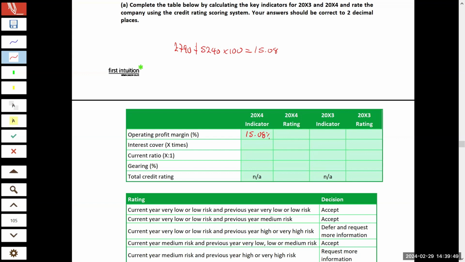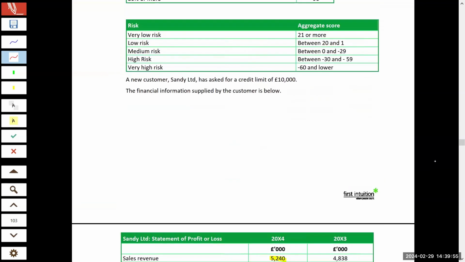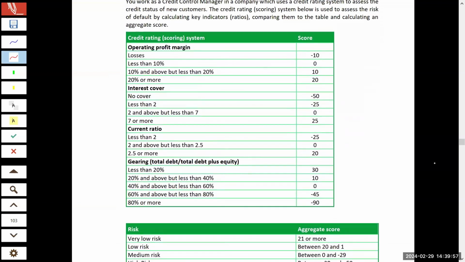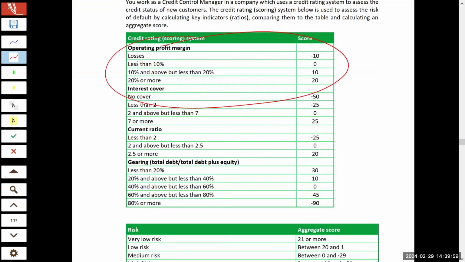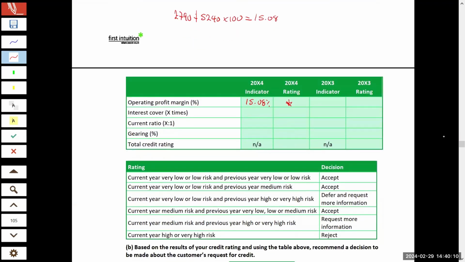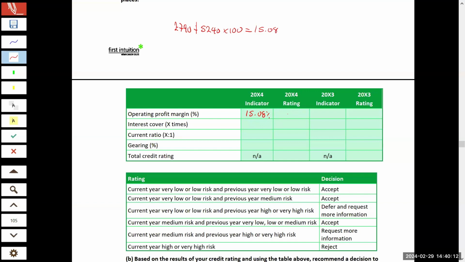What I then can also choose to do is the rating. So the profit margin is 15%. I'm going to look at the rating really quickly. What is the bracket for the operating profit margin? Well, if it's between 10% and 20%, so 10% and above, but less than 20, it gets a score of 10. So all I do is go down and add in the rating there.